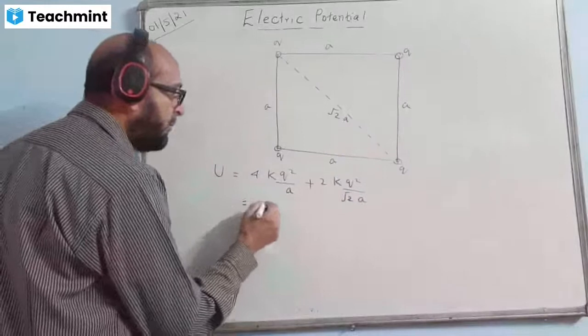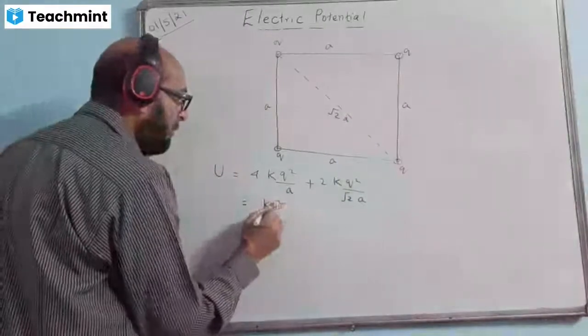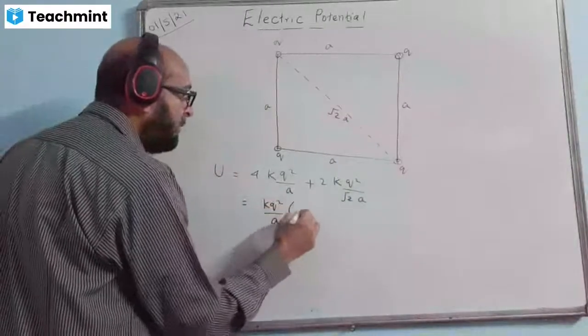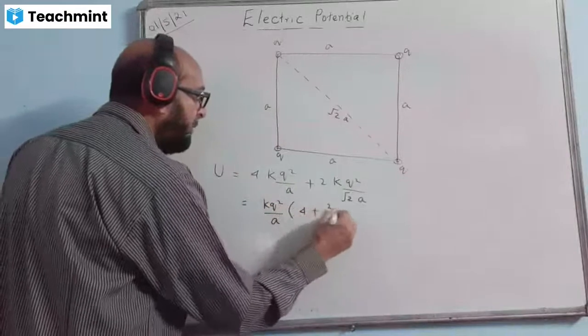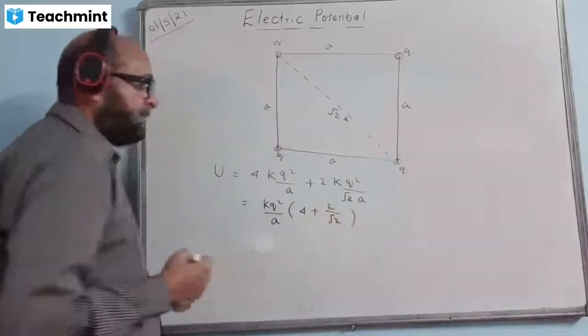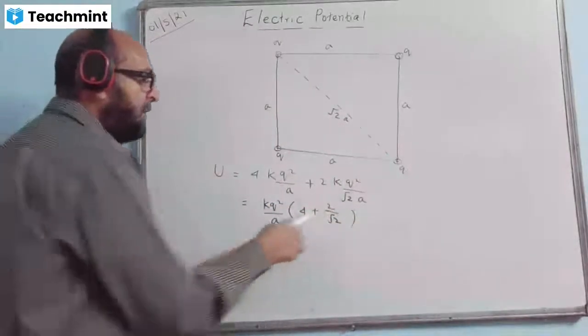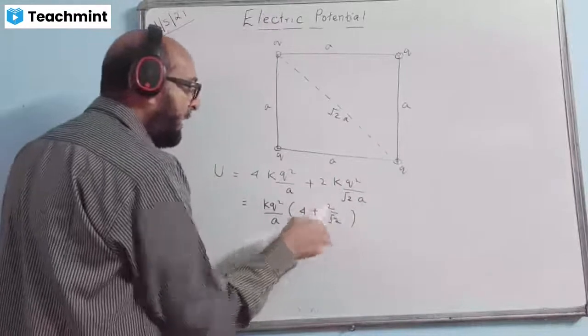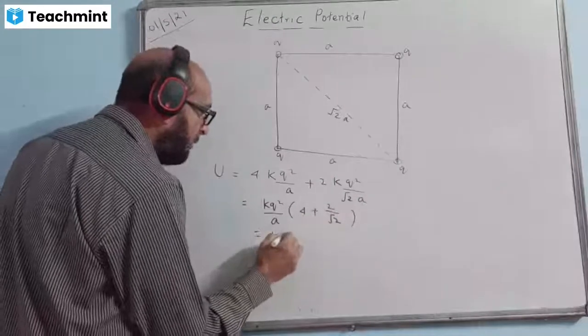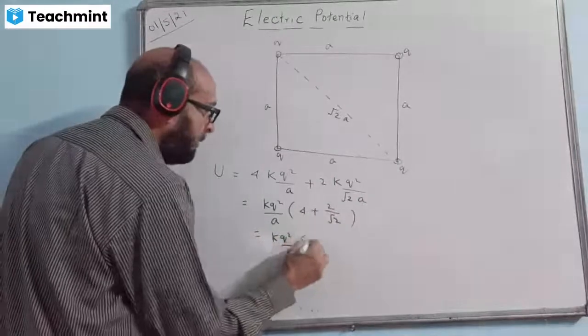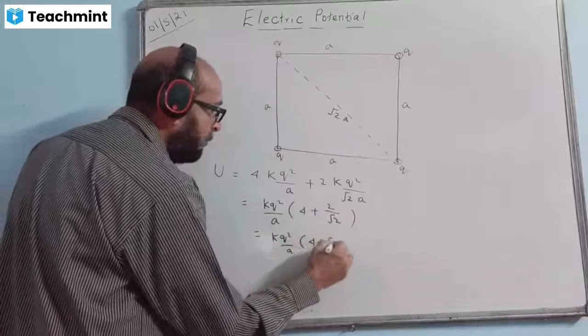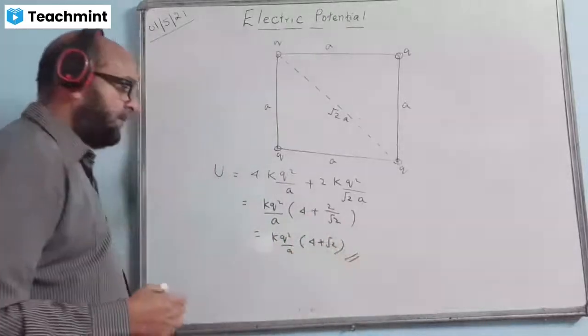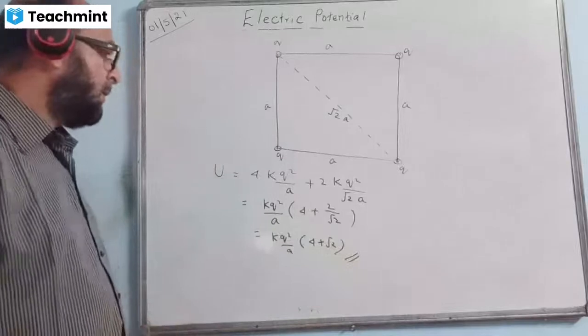You can say yes or no. K Q square by A, I'll take common. Here you will get 4 plus 2 by root 2. These two, root 2 times, cancel. So the final answer I write now: K Q square by A, into 4 plus root 2. This is the answer.